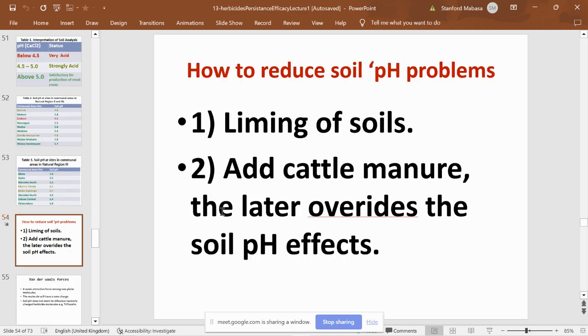So, how to reduce soil pH problems? Addition of lime to the soils can improve soil pH. Even manure addition can actually raise the soil pH.